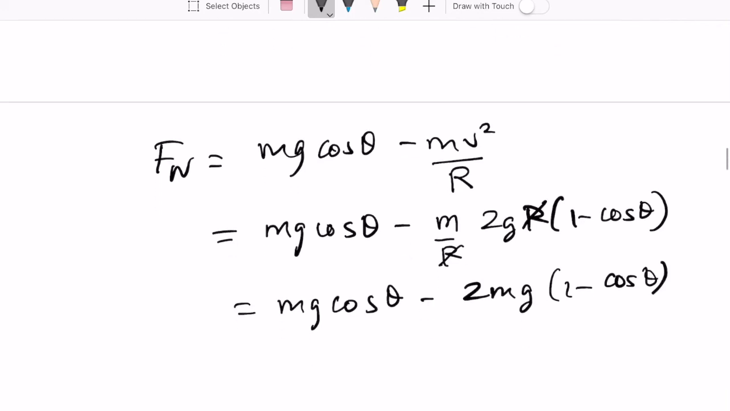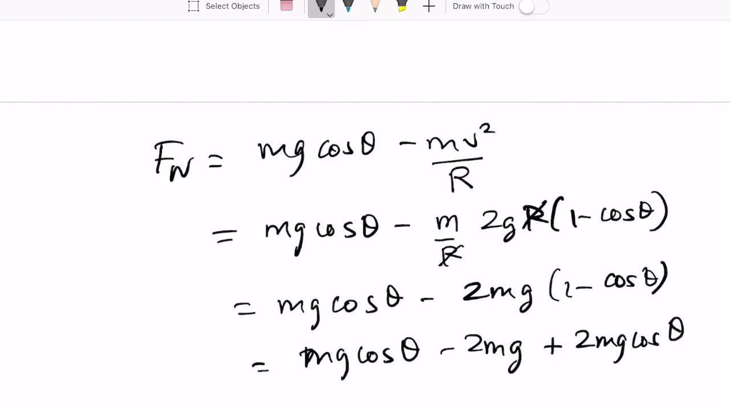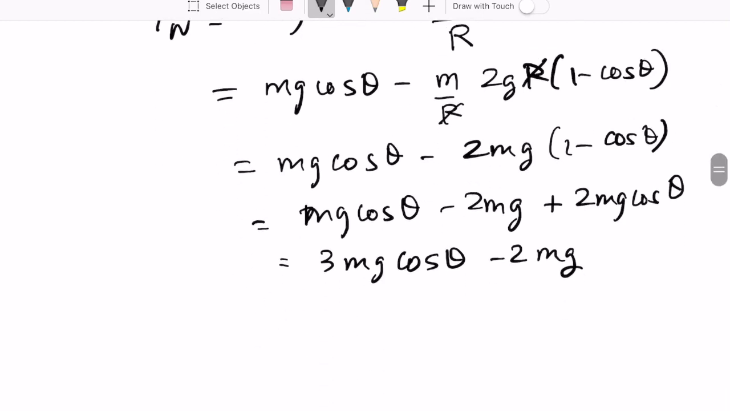And we could probably simplify this a little bit. So this is mg cosine theta minus 2mg plus 2mg cosine theta. I'm just doing algebra here. I'm not doing anything fancy. So this is 3mg cosine theta minus 2mg. That is what Fn simplifies to. So all this was just algebra.